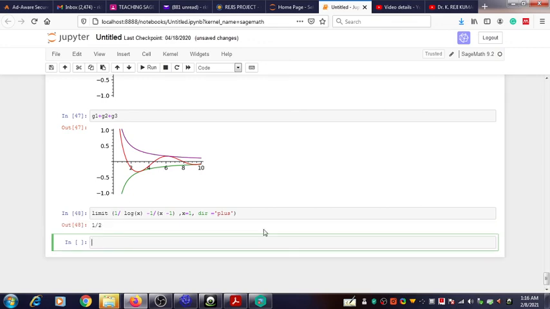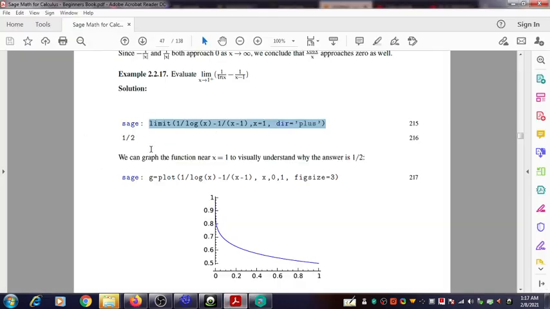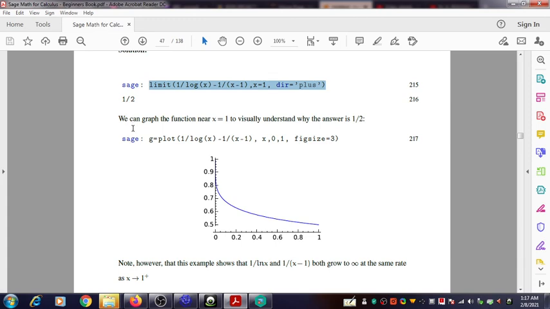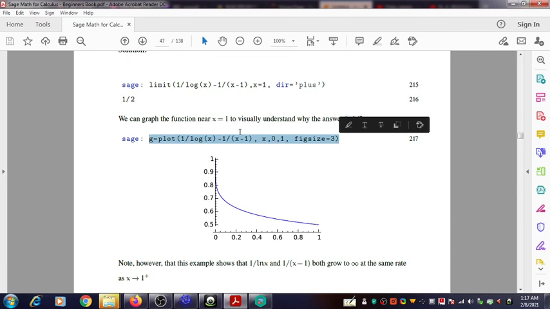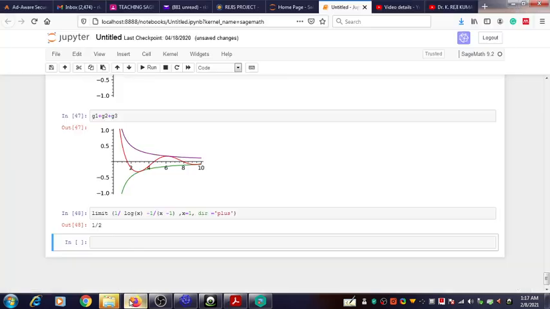We have obtained the limit of the function, or more correctly, the right hand side limit. It is 1/2. The limit is calculated by the SageMath system and displayed equal to 1/2. And if you want to draw the plot of the curve, you can just use this command.